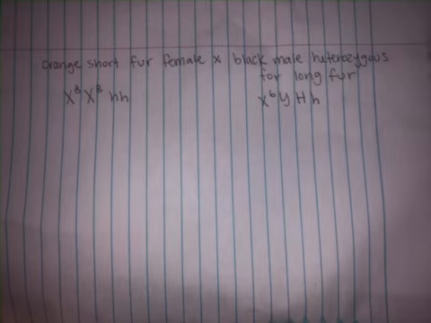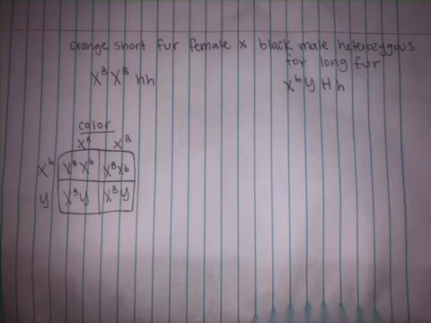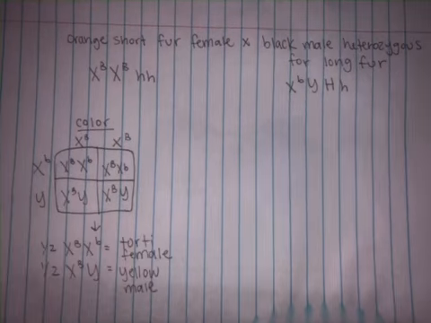Now I am going to go ahead and cross the yellow short fur female with the black male heterozygous for long fur. As you can see, I started with the allele for color. After crossing X big B with X little b and Y, the probability of having a tortie female was half, and the probability of having a yellow male was also half.